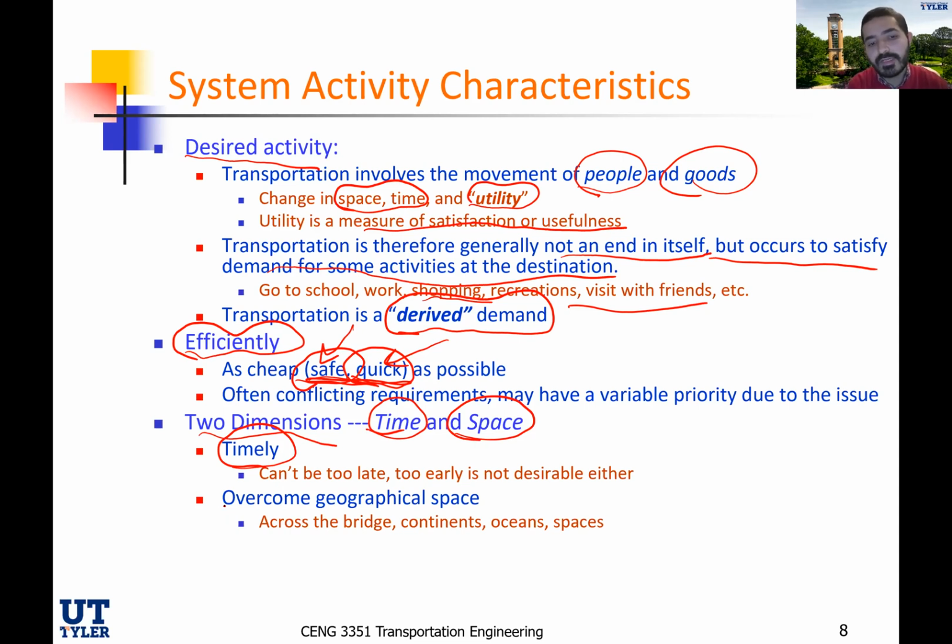You also have to overcome geographical space while going from here to Tyler. And I'm going to pick this example a lot, by the way: driving from Tyler to Dallas. You're going to cross a bridge. Sometimes, if you are going overseas, you're going to even cross continents, oceans, and eventually space.